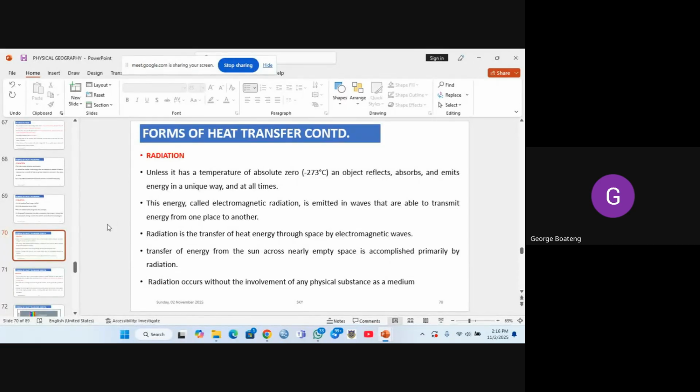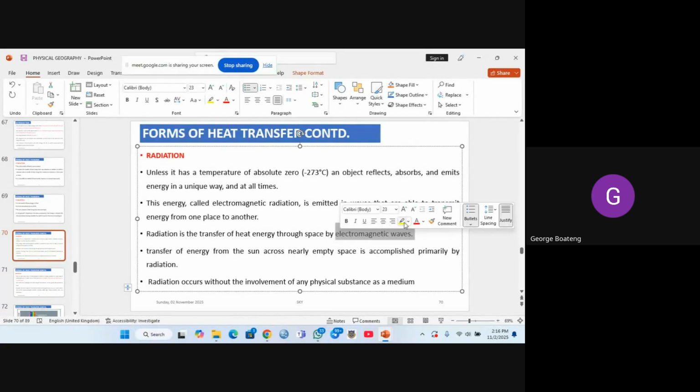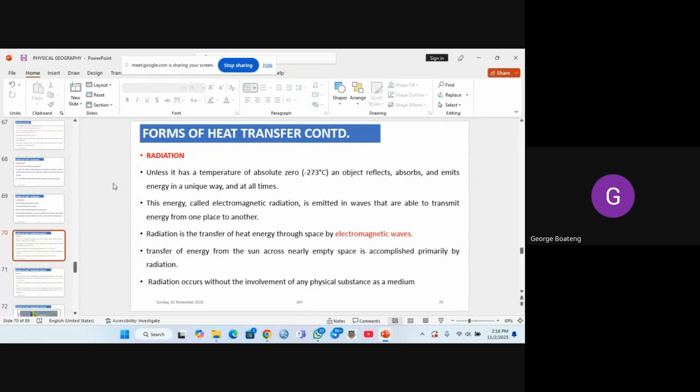So radiation is a process by which sun rays are transferred from where the sun has started to the ground. It travels through what we call electromagnetic waves. And the spectrum, or the space that it passes through, is termed the electromagnetic spectrum.